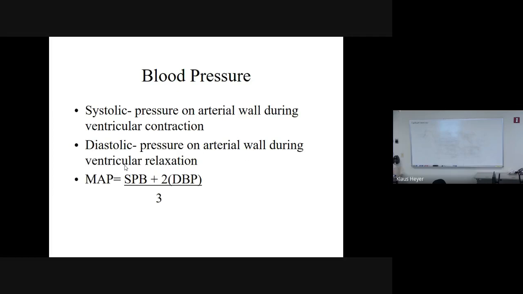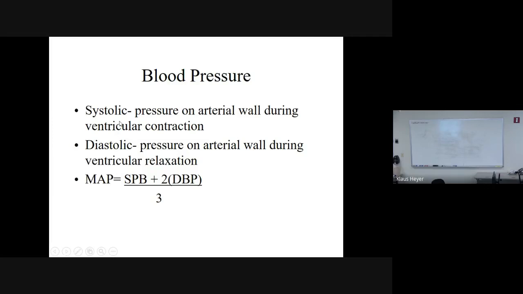MAP equals SPP plus 2 DVP, parenthesis, line 3. I'm like, what is that? I don't know. She wrote it on the test. I don't know. So don't put it.